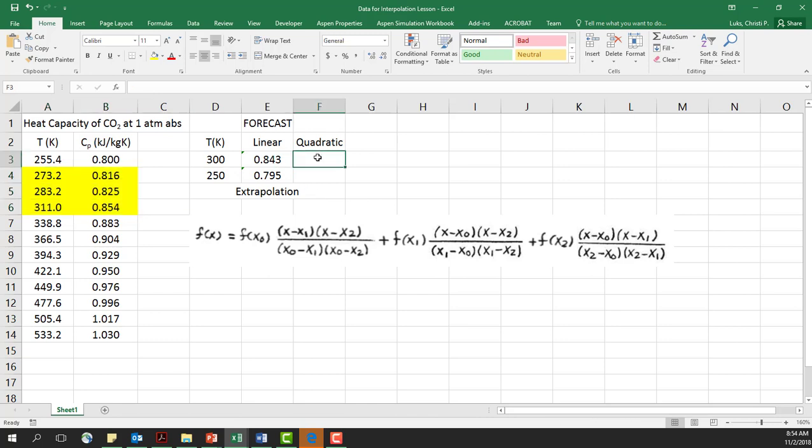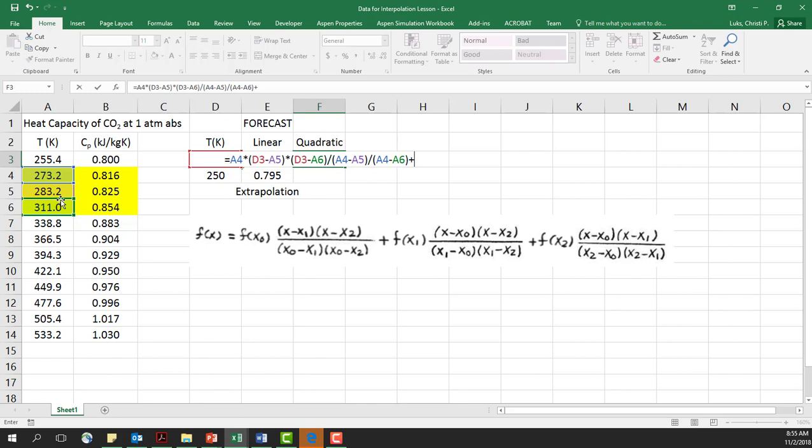So I'm going to say that it's equal to f of x naught times x minus x1 times x minus x2 divided by x naught minus x1 divided by x naught minus x2 plus, and now I need to do this for all the others. I'm going to pause the video here and type this.